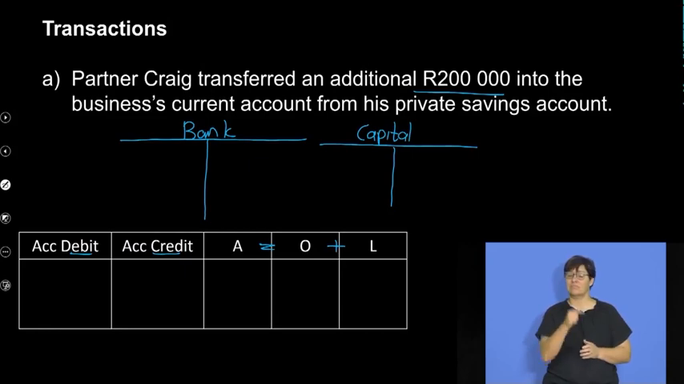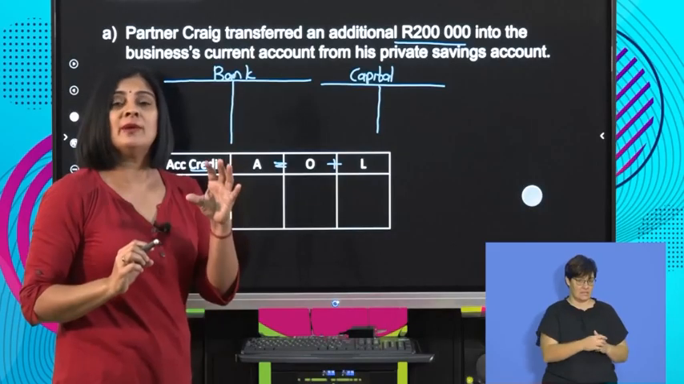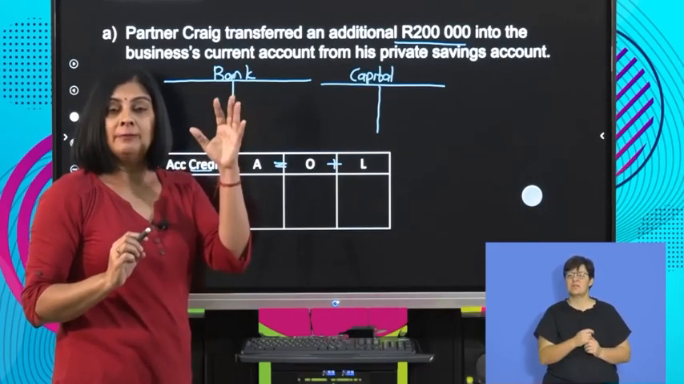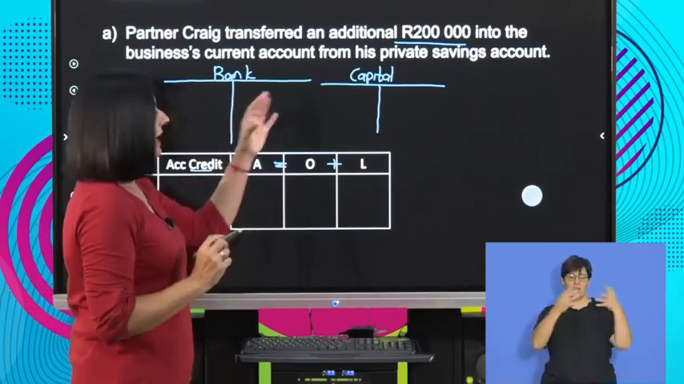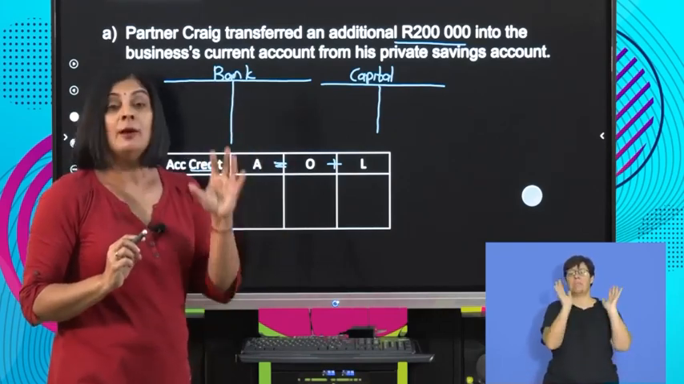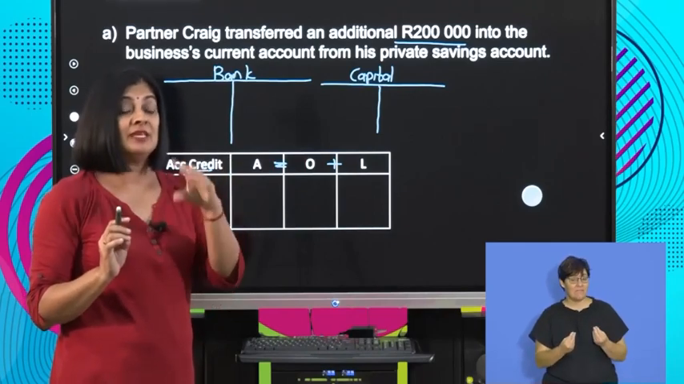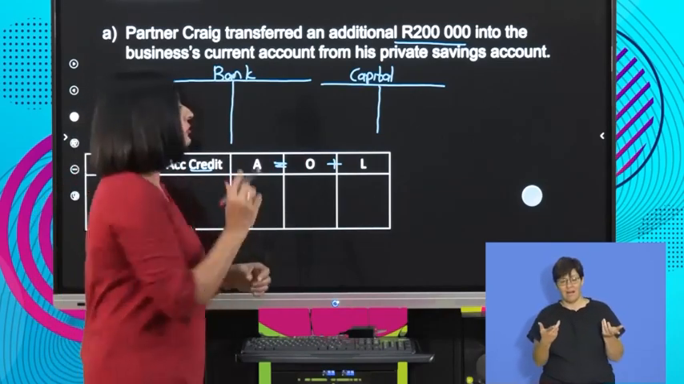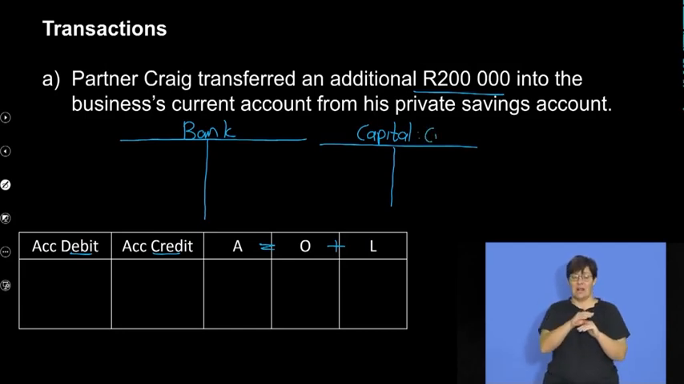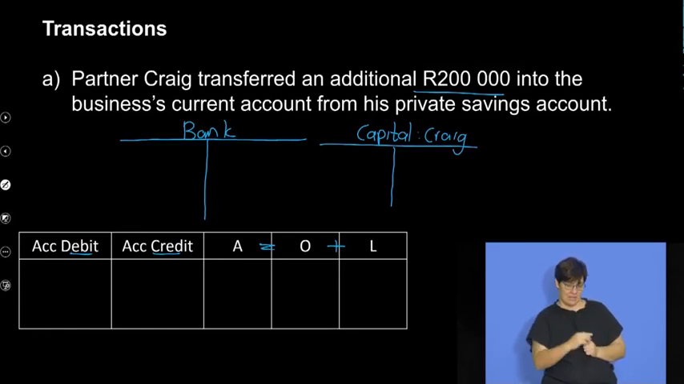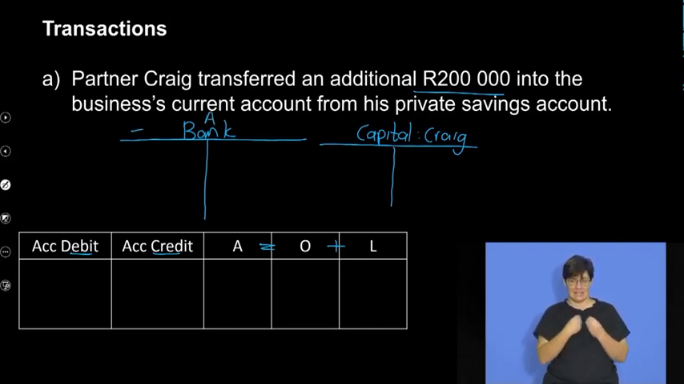And here, guys, be very, very careful, because remember, you are used to doing accounts of a sole trader, and normally we just write capital. But remember now, we've got capital from either Candace or Craig. So make sure you write down the name of the partner. Okay, so in this case, Craig is contributing additional capital. Right, let's start off with bank. We're going to assume bank is an asset, because if it was a liability, obviously they would have mentioned that to us. So bank is an asset.